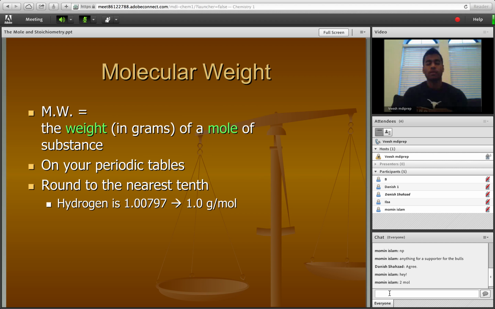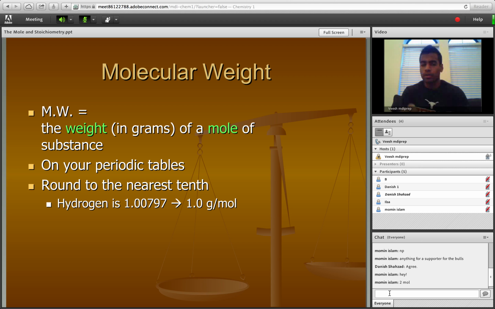So like I already said, the molecular weight is the weight in grams of a mole of a substance. You'd be getting all this information from your periodic table, which is something that the MCAT provides. In the way the test is on the computer, in the corner there's a little box that says exhibit, and if you click on that, the periodic table pops up.